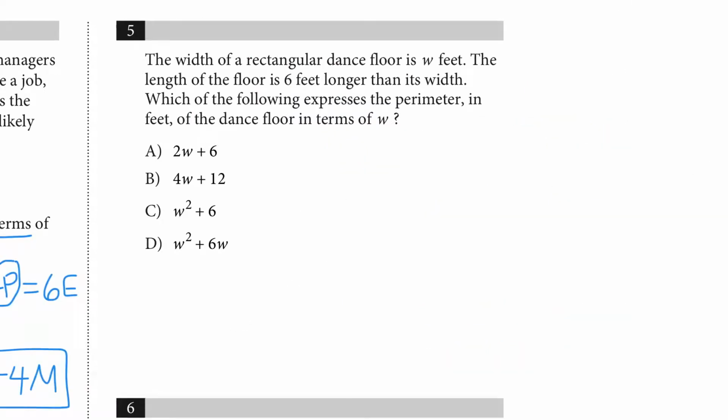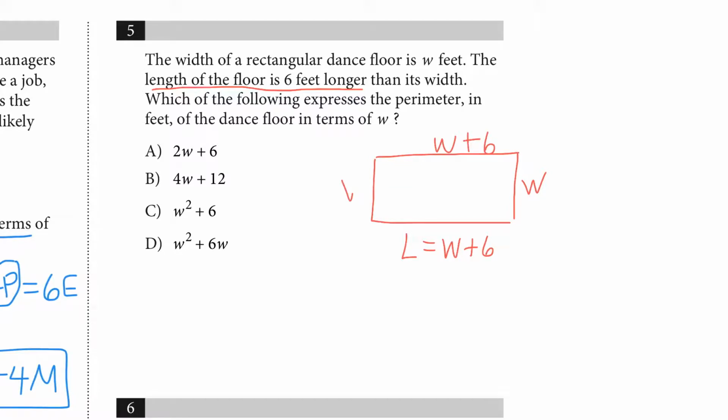Okay, problem number 5. We have the width of a rectangular dance floor is W feet. And so we have a rectangular dance floor. So this is the width here. And also we know that the length is going to be 6 feet longer. So this is the length right here. It's going to be 6 feet more, or W plus 6. So this is W plus 6, and this is just W.